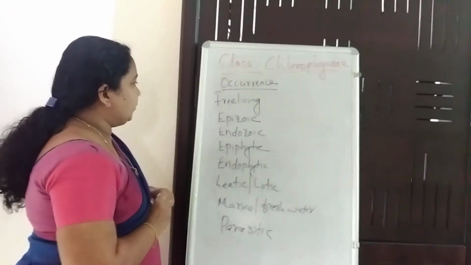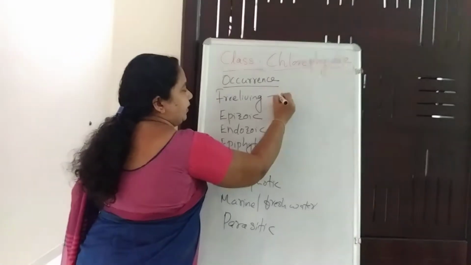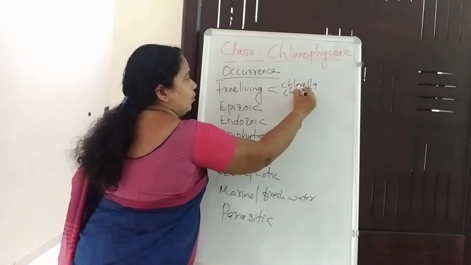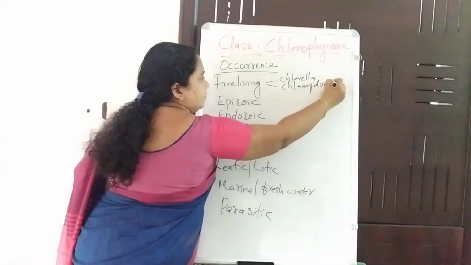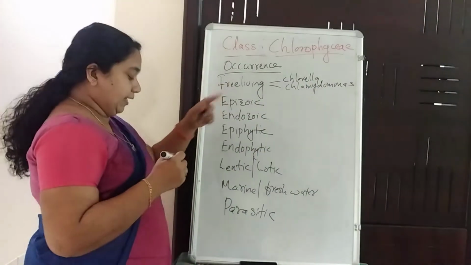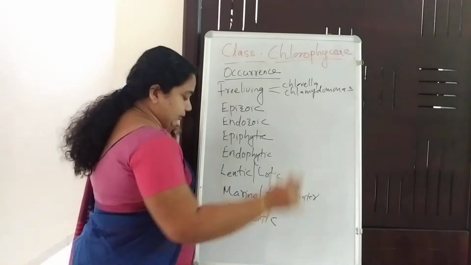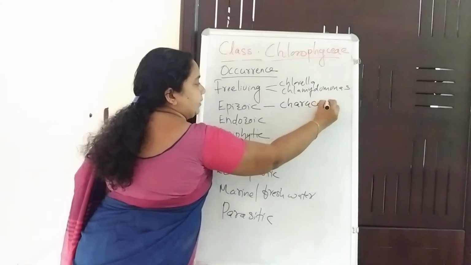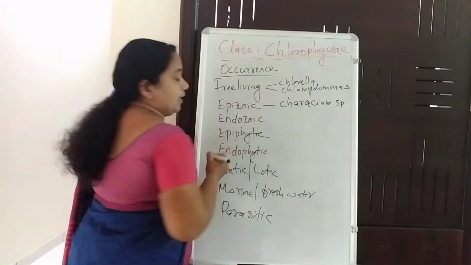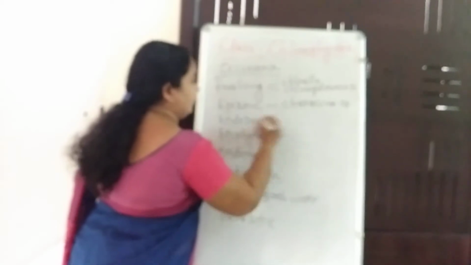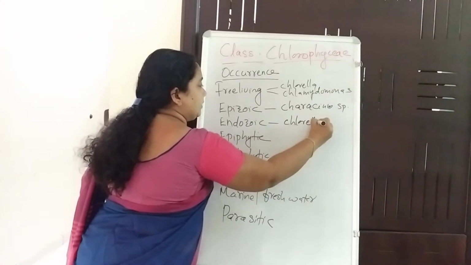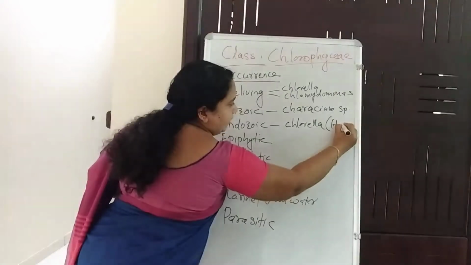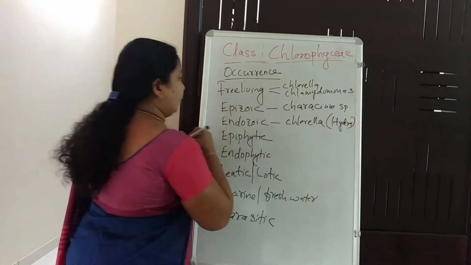And when we look into the free living forms, it may be of different types. Examples are Chlorella, Chlamydomonas. They are free living types. Then coming to the epizoic type, which belongs to Cariaceum species. Then the endozoic type, for example Chlorella which lives within the body of Hydra. Chlorella which lives within the body of Hydra is an example of endozoic.